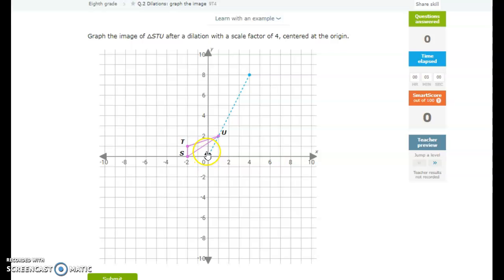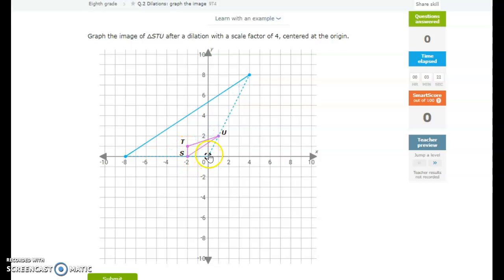S went up 0 and to the left 2, or to negative 2. So up 0, if I take it times 4, it's still going to go up 0. And instead of over to negative 2, I take it times 4. I need to go to negative 8 right here. Now let's look at point T.